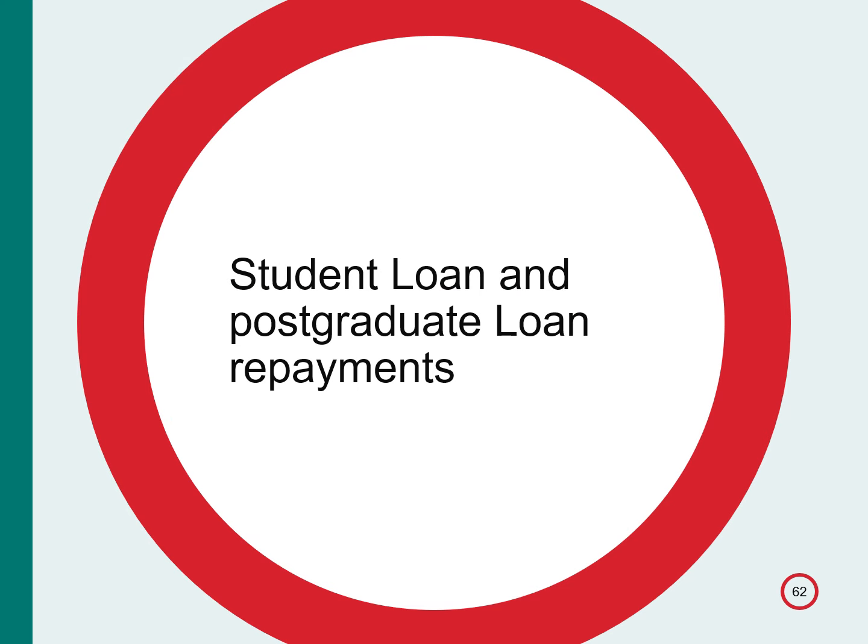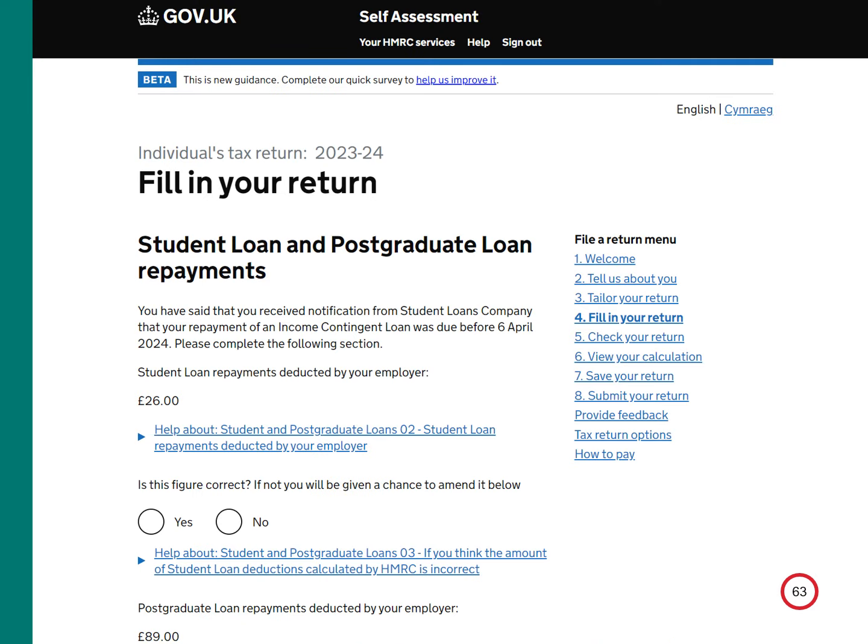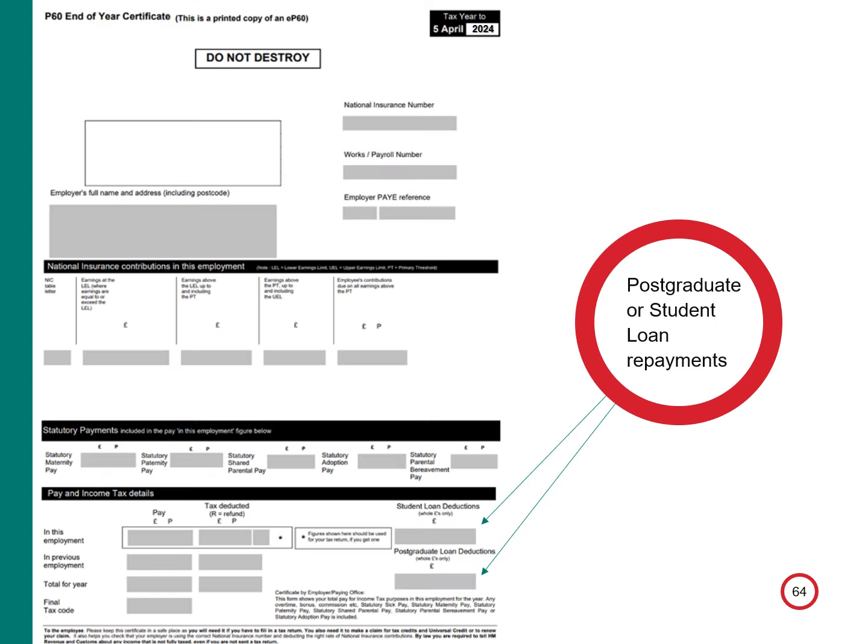I'll just mention student loan and postgraduate loan repayments. You will only be asked about these if you've been employed during the year and repayments were due. Later in your return, if you're due to make repayments of a student loan or postgraduate loan in the tax year, we ask you to tell us the amount that your employer deducted from your wages. Figures may be shown on this page, but you still need to check they are correct. You would find the amounts to show on your P60.